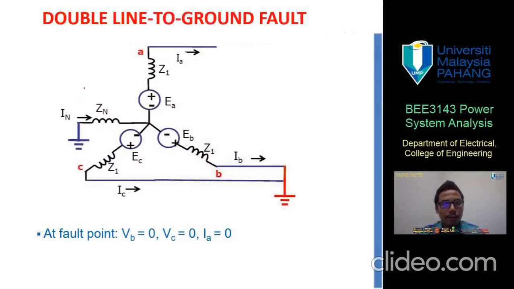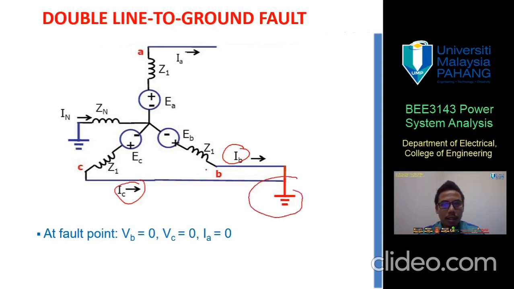So basically, compared to the other two faults, single line to ground and line to line fault, this is the third one, which is the last one, the double line to ground. When we go for the double line to ground, it means that two lines are grounded. That's very easy to understand. So here, phase B and phase C are totally grounded.